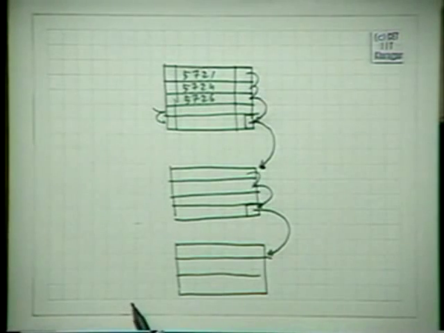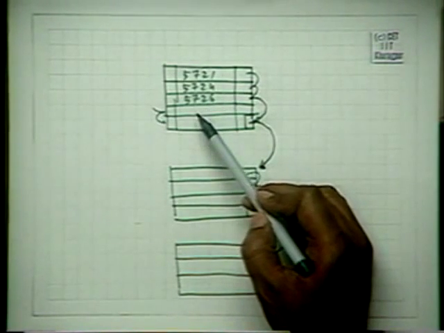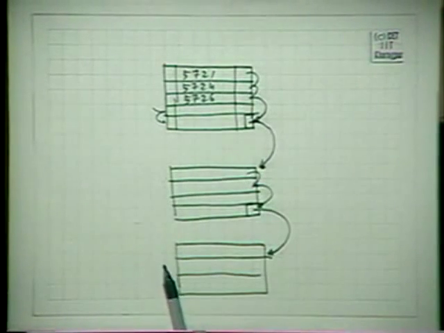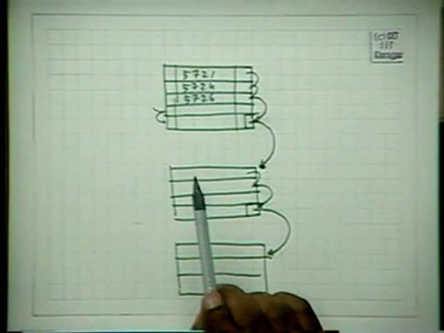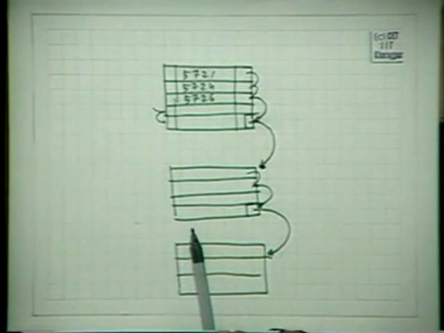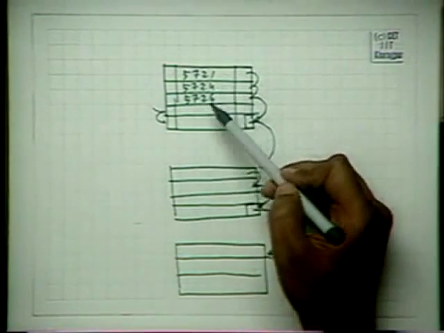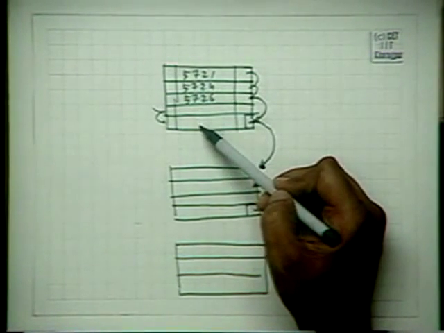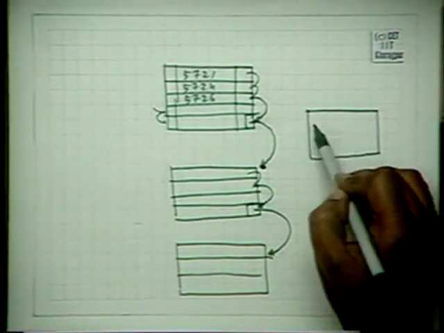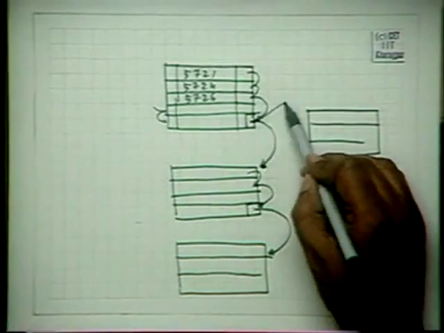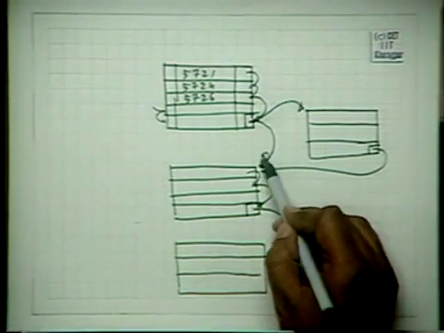What is the use of doing this? The use is you try to insert in the free area of the same block. You try to insert in the free area of the same block. If you cannot insert in the free area of the same block, then you define a new block, make this point next here, this point.